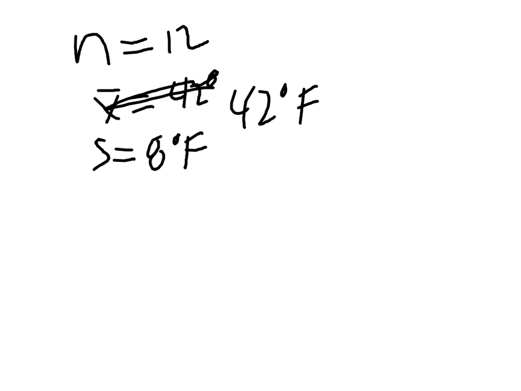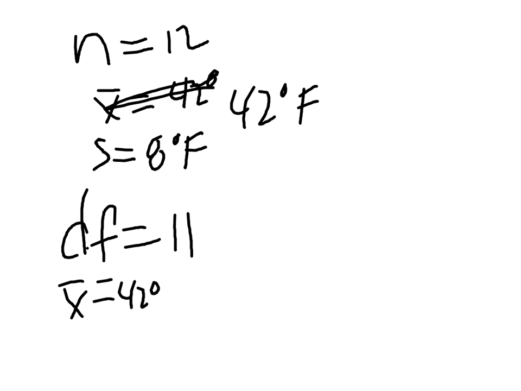If we had the population standard deviation, then we would most likely use the Z-tables for this question. But recall, we have a small sample size and we do not have the population standard deviation. Okay, anyway, the idea is for us to solve this question, and right away I think you can see that our degrees of freedom would be 11. And I'll write these again. We have a sample mean of 42 degrees, and we have a sample standard deviation of 8 degrees.